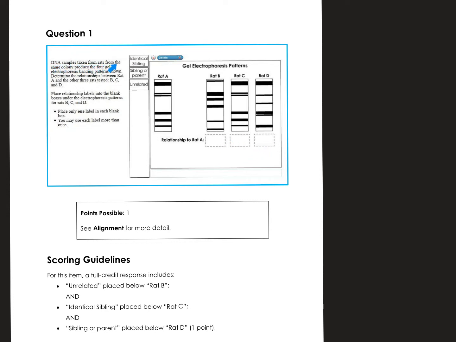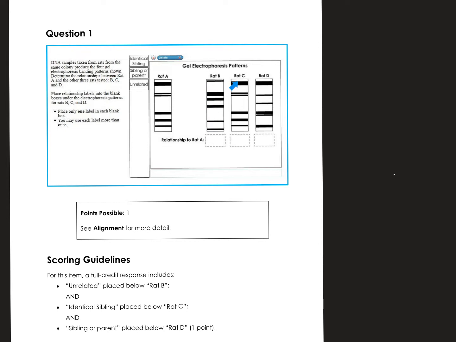The DNA samples taken from rats from the same colony produce 4 gel electrophoresis bands. Remember we talked about in the earlier explanation and in your class reading, gel electrophoresis is when you can take proteins or DNA and you put them in a well and then you run the well and you get a pattern. The pattern corresponds with similar proteins or similar DNA molecules. Similarity reflects a similarity in the DNA sequence, in the RNA sequence, or in the protein amino acid sequence, depending on what you're running in the electrophoresis. So DNA samples taken from rats from the same colony produce 4 gel electrophoresis banding patterns shown.